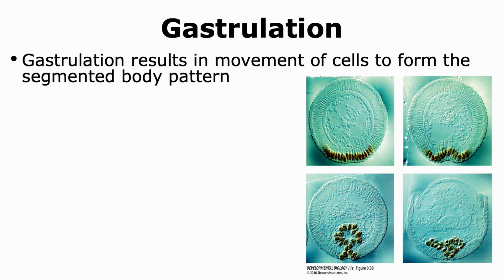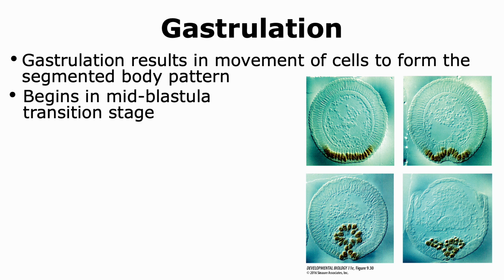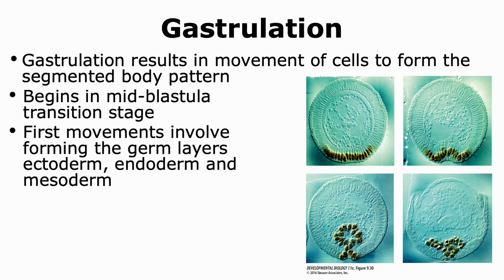Following cleavage, gastrulation occurs, and gastrulation results in the movement of cells to form the segmented body pattern of Drosophila. Gastrulation begins in the mid-blastula transition stage, and the first movements that occur involve the forming of the germ layers. Now, Drosophila is a triploblastic organism, and hence it has three germ layers: the ectoderm, the endoderm, and the mesoderm.